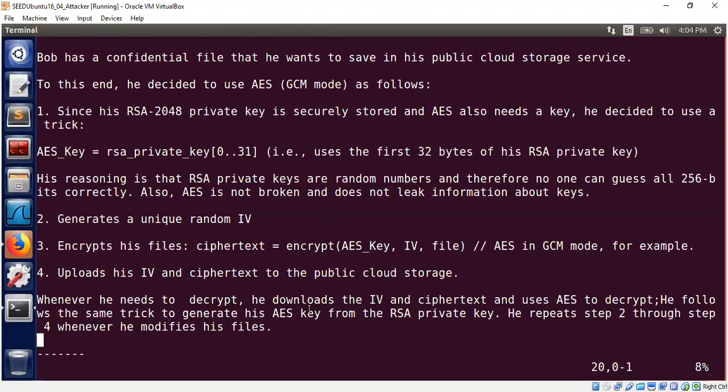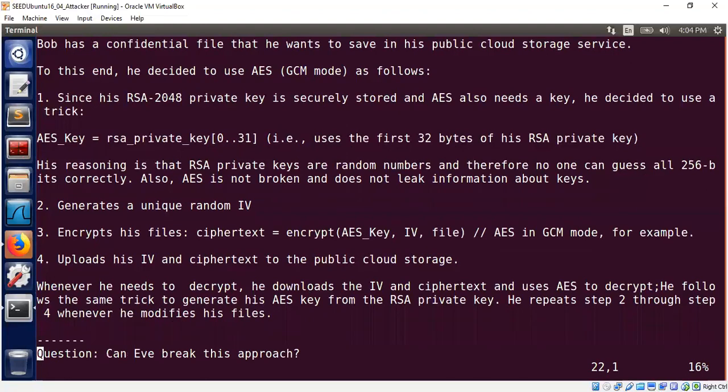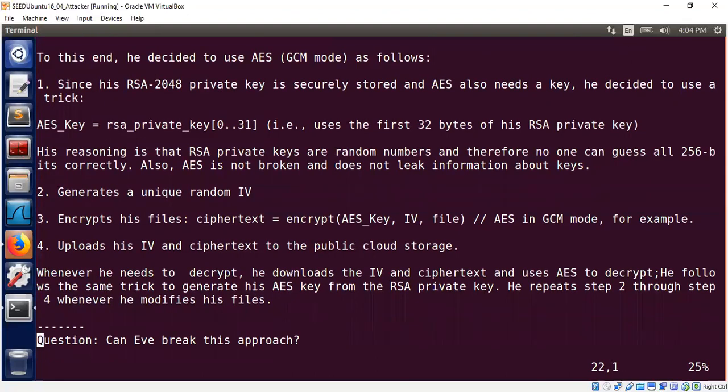Whenever he needs to modify his files, he will generate a new IV, encrypt the file using the AES key that he already generated, and he will repeat steps 2, 3, 4. So step 1 is fixed, right? He got the AES key from the RSA private key. That's the trick he did. So think about this problem.